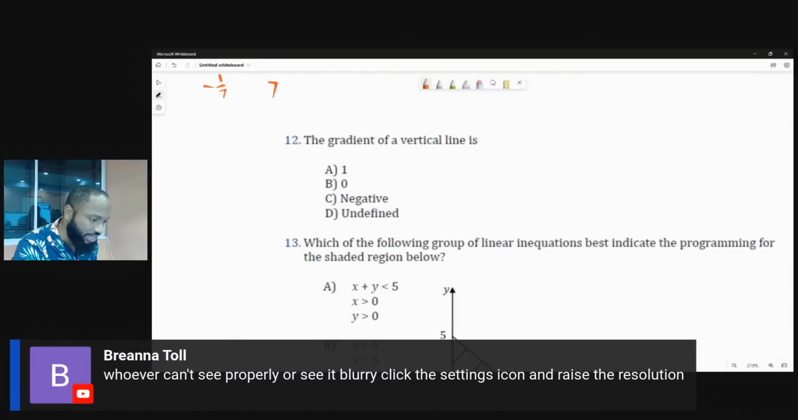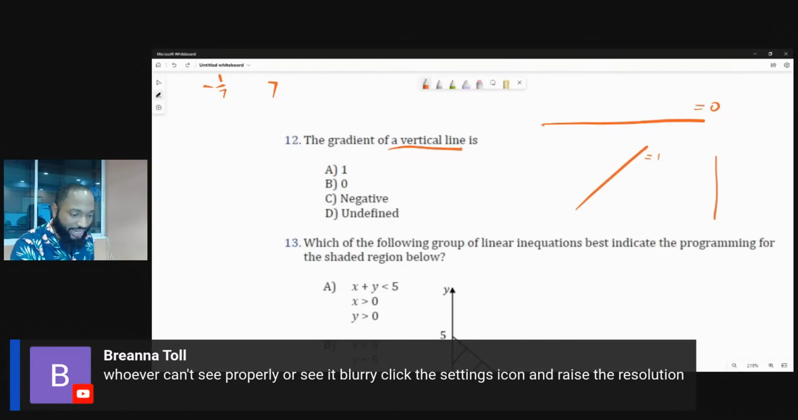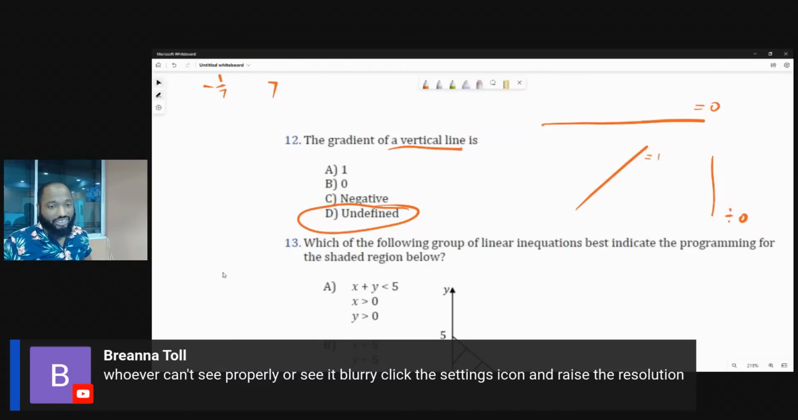The gradient of a vertical line. So the gradient of a horizontal line is 0. The gradient of a line exactly 45 degrees is 1. What else? The gradient of a vertical line, we can't get that because you'll have to divide by 0. That has division by 0 involved in it. Because yes, you're going up a certain amount, a limited amount actually, but you're never going across. So the best answer is undefined when you see this situation. The gradient of a vertical line is undefined.